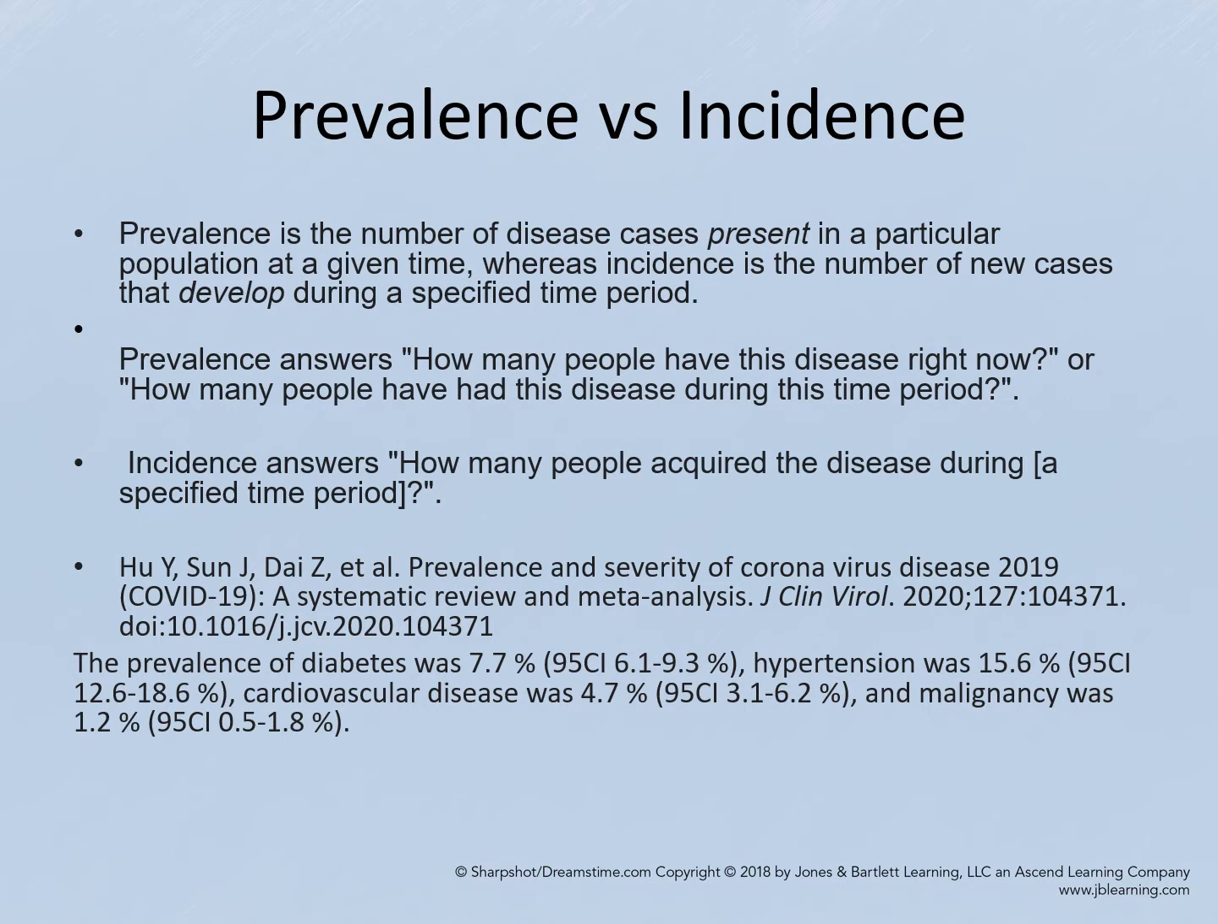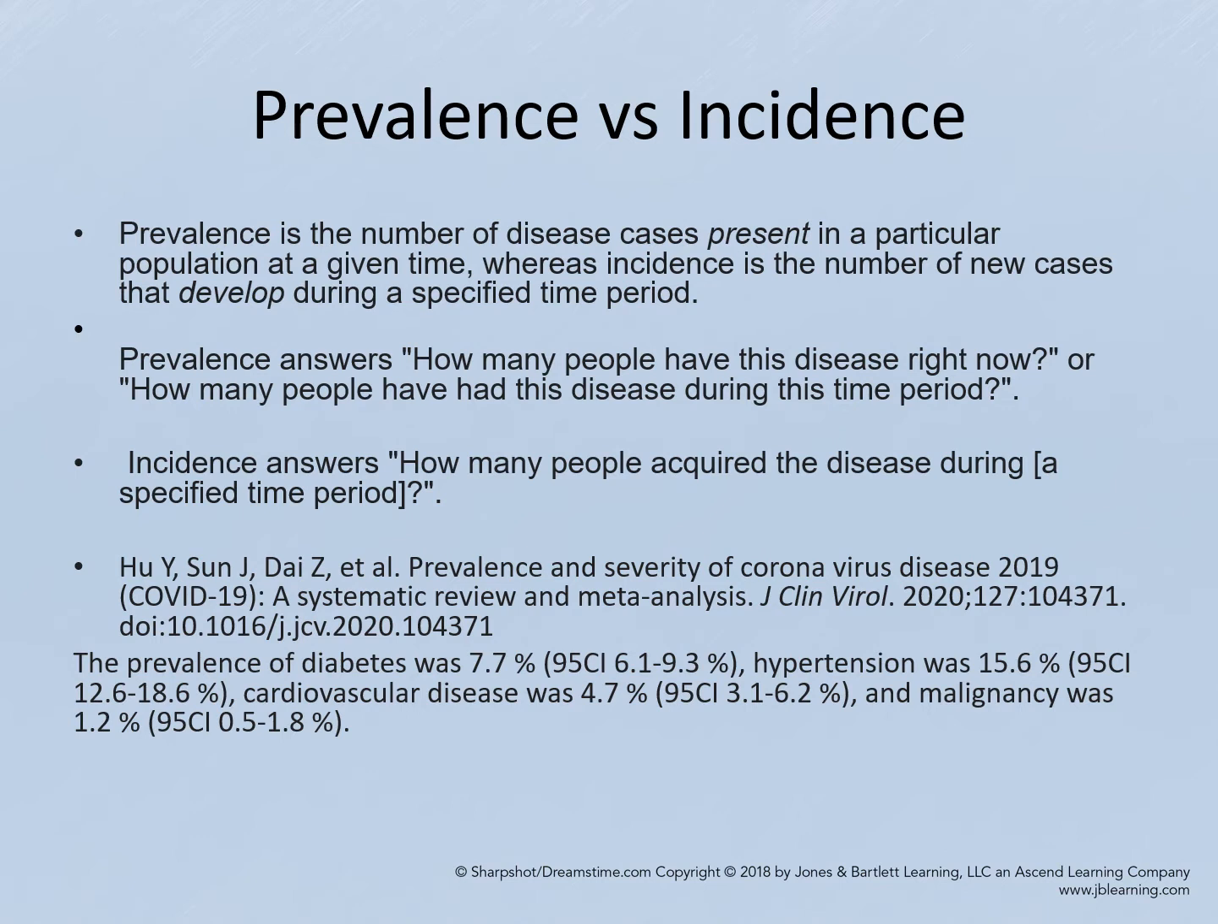So the prevalence answers how many people have this disease right now, or how many people have had this disease during a time period. For example, in a six-month period between December 2019 and June 2020, how many people had this disease. That is the prevalence. Incidence is the number of people who acquired the disease during a specific time period. So the number of new cases is answered by the incidence.